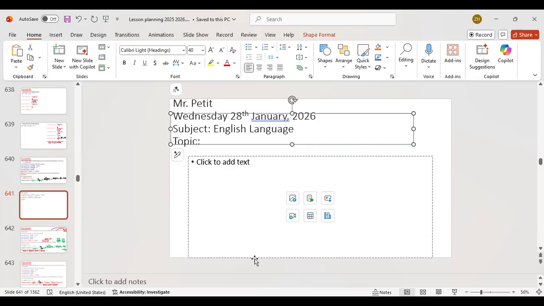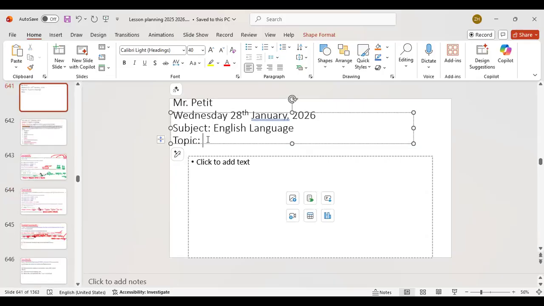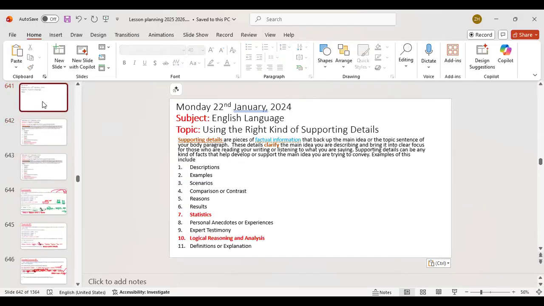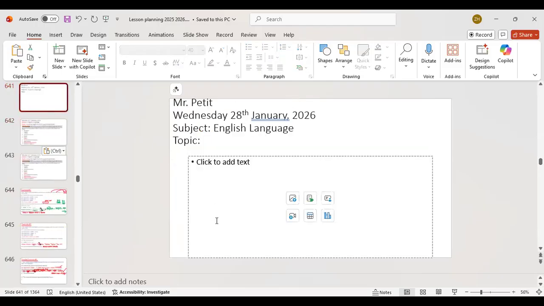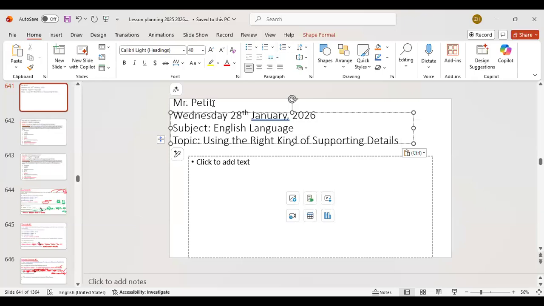Obviously, y'all know what supporting details are. They support the main idea. They support not the details, but the main idea. You understand what I'm saying? You have a main idea, and the supporting details are going to support what your main focus is, right? So that's what we're going to be looking at this evening: using the right kind of supporting details.